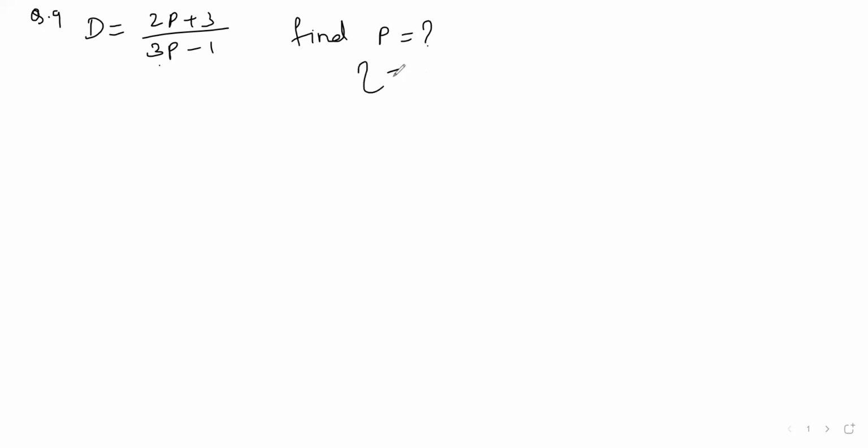Find the price of the demand function. Question number 9. D is equal to (2P plus 3) upon (3P minus 1). When the elasticity of demand is 11 by 14, you have to find the price. Find P when elasticity of demand is 11 by 14.